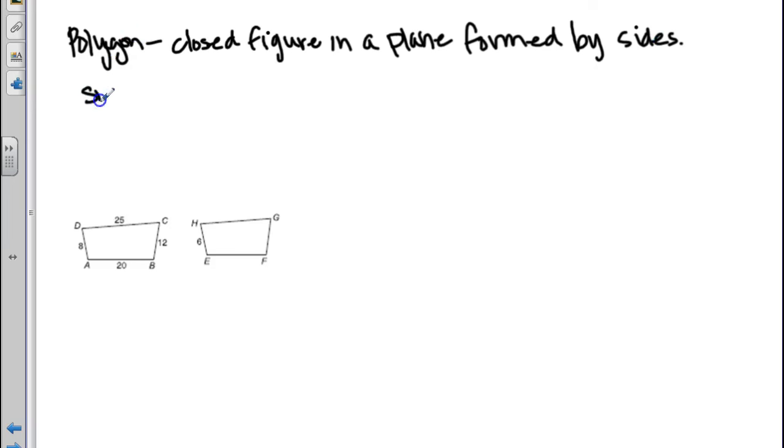So when we talk about similar polygons, we are talking about polygons that have the same shape, but not necessarily the same size.